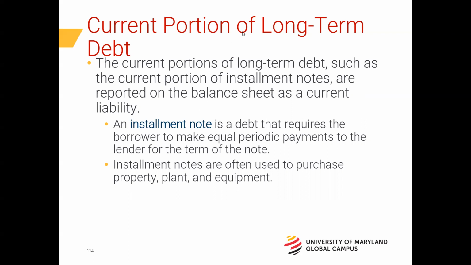Here's another concept. It's called the current portion of long-term debt. So your car, your house, your mortgage, these are all long-term notes. Long-term notes means you pay it over more than 1 year. An example of that would be a mortgage or a car payment, auto payment. Those are long-term.